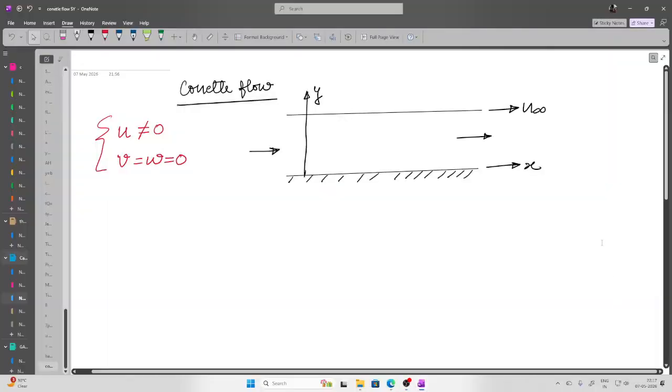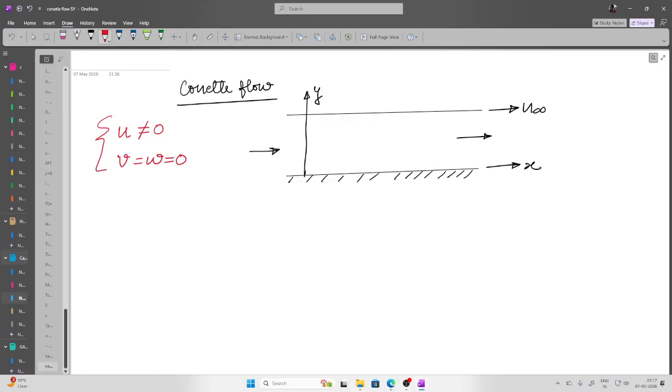Hello all. In this lecture, I'll tell you about Couette Flow. So this is basically a class of a parallel flow, and you know what the parallel flow is: the only existing velocity is in the direction of flow, and in the rest of the directions the velocity is zero. So what is Couette flow?